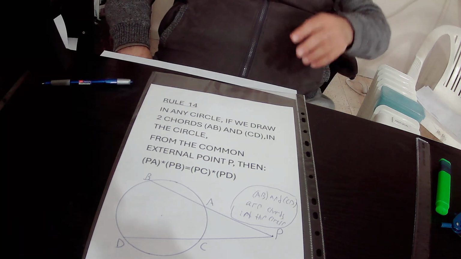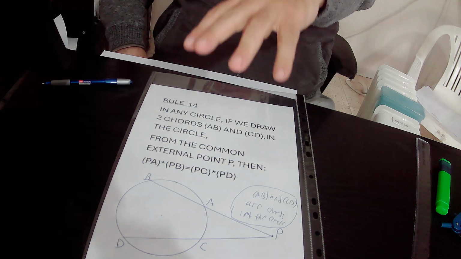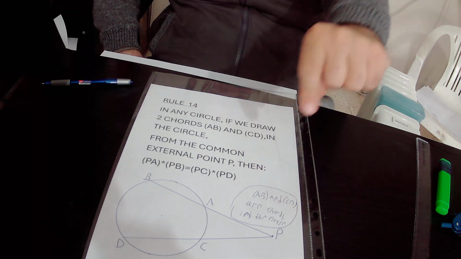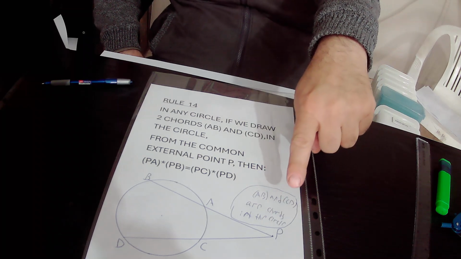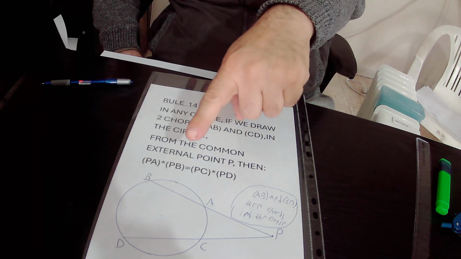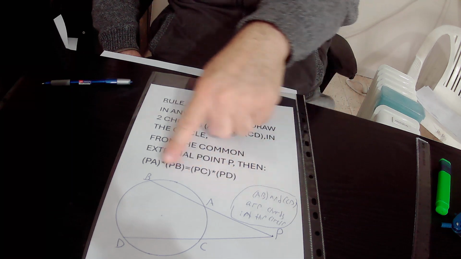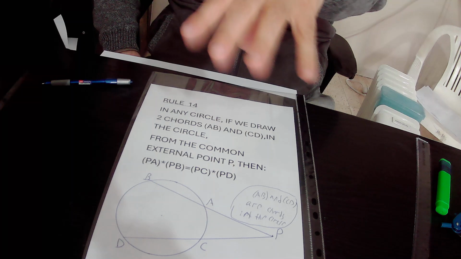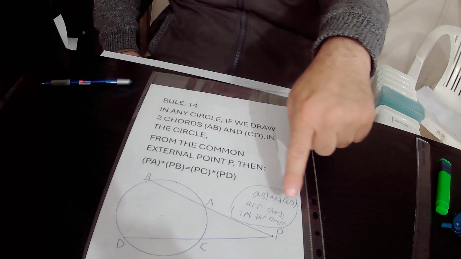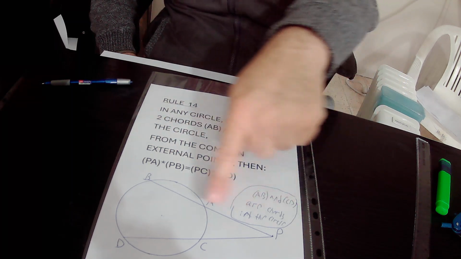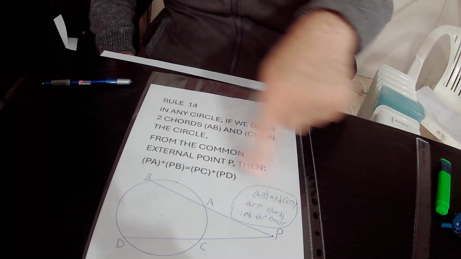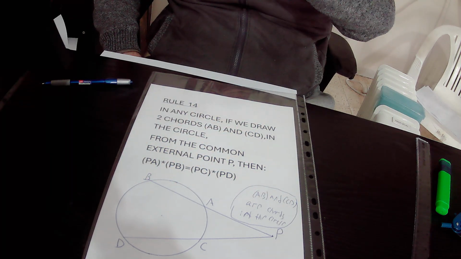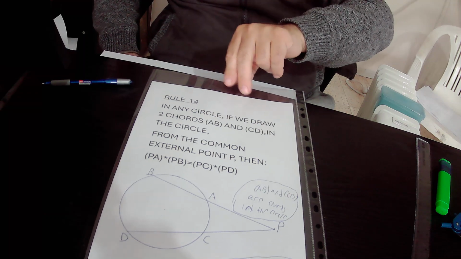So in the drawing, we have a circle, and here we have the common external point, point P. From the common external point P, we drew two chords inside the circle, chord AB and chord CD. So in this drawing, the following equation is true: PA times PB equals PC times PD. Again, PA times PB equals PC times PD.